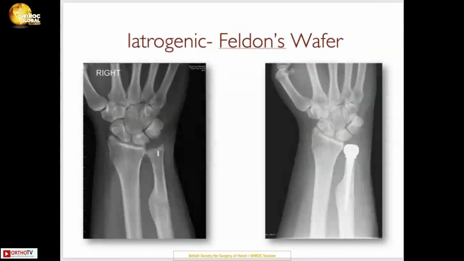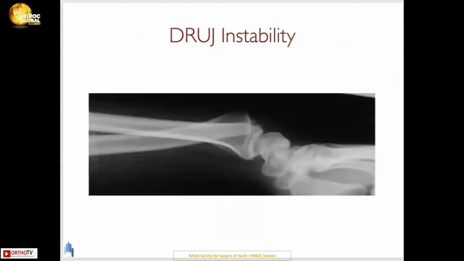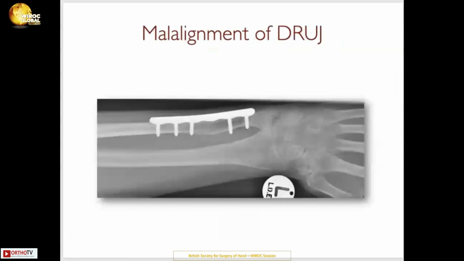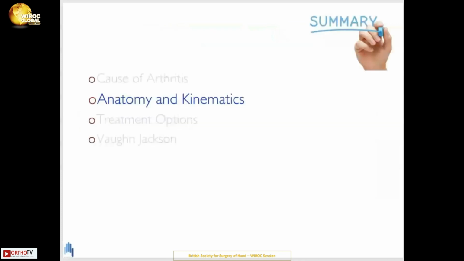Here's an iatrogenic one where someone did a rather enthusiastic Feldman's wafer, which obviously loaded up this joint here. It became arthritic and did well with an ulnar head replacement. An unstable DRUJ flopping up and down over the years, abrading the sigmoid notch. And here is an ulnar fracture that was plated in tilt, and that tilted fixation has caused the joint to be incongruous, and it's become arthritic.